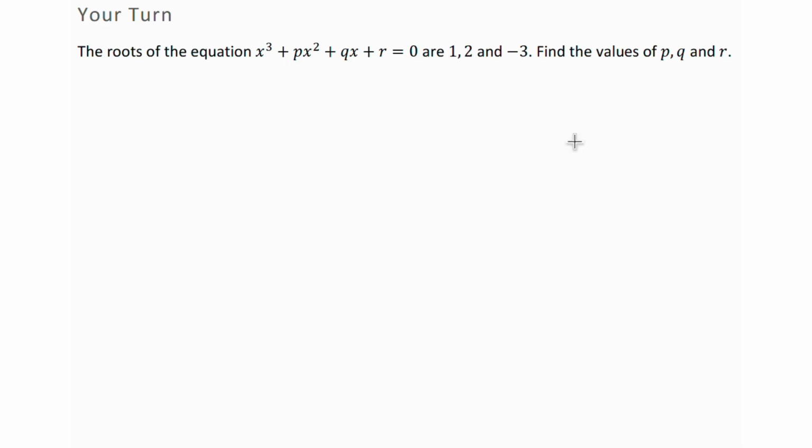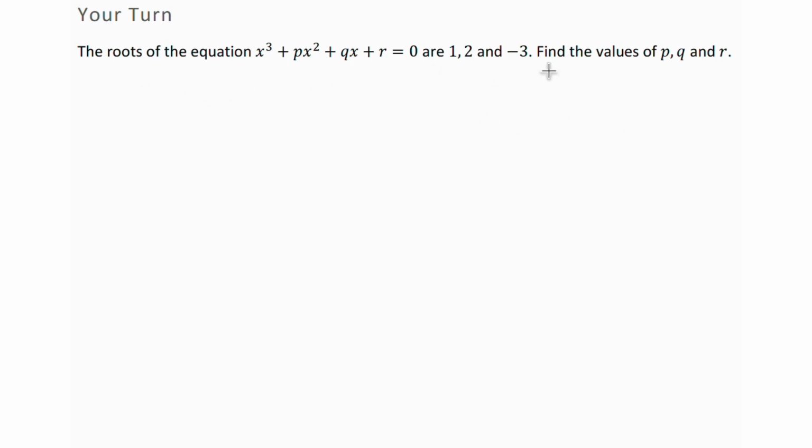The roots of the equation x cubed plus px squared plus qx plus r equals 0 are 1, 2, and negative 3. Find the values of p, q, and r. So there are a few different approaches you could take to this one.